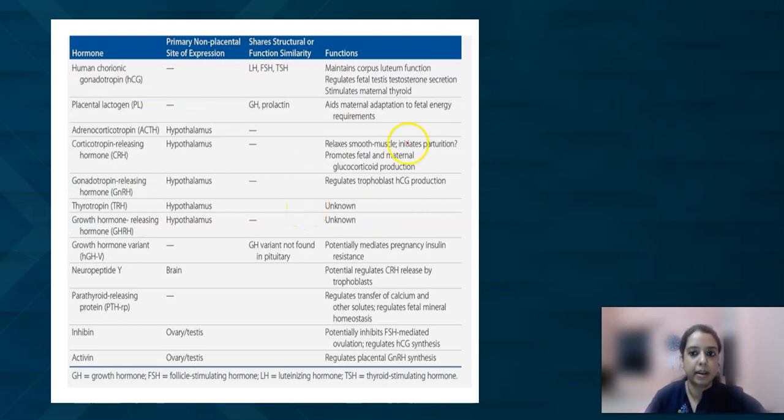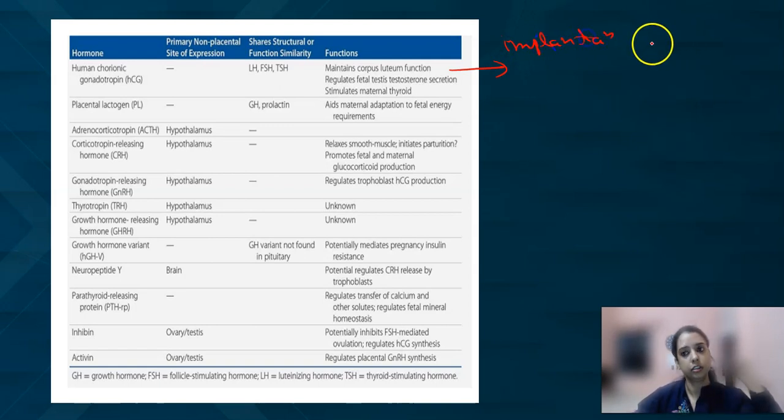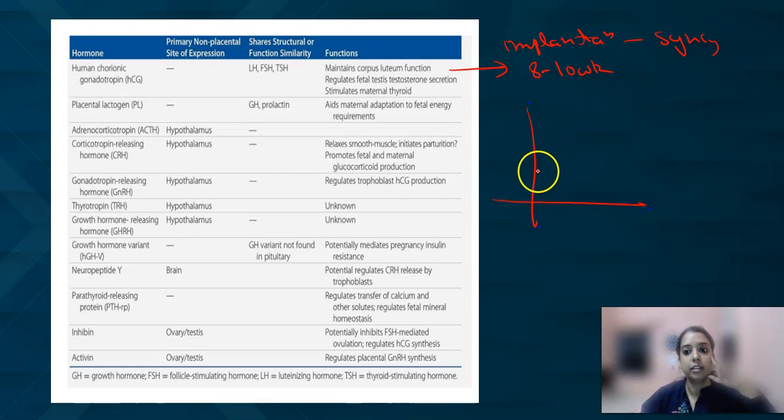The protein hormones are many. One of them, the most exclusively secreted and most important, is HCG. HCG secretion starts very early in pregnancy. As soon as the implantation starts, the HCG secretion starts, mainly by syncytiotrophoblasts, right? The highest level is seen at 8th to 10th week of pregnancy. If you make a graph, HCG secretion is maximum at 8th to 10th week. Then it falls down to a lower level and becomes static. So this is how the HCG hormone level is.